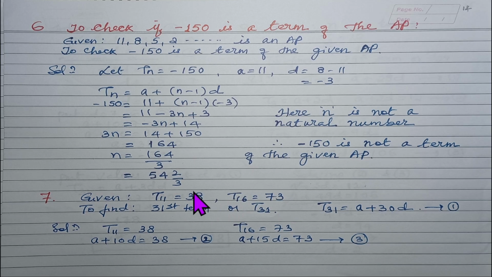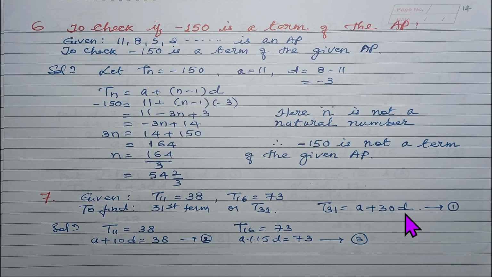Now the next example is, we are given the 11th term as 38 and the 16th term as 73. Now we have to find the 31st term. Please understand here, the 11th term is 38, the 16th term of an AP is 73. We have to find out the 31st term, that means we have to find T31. Now by the relation Tn is equal to A plus n minus 1 into D, we can find out T31 as T31 is equal to A plus 30D.